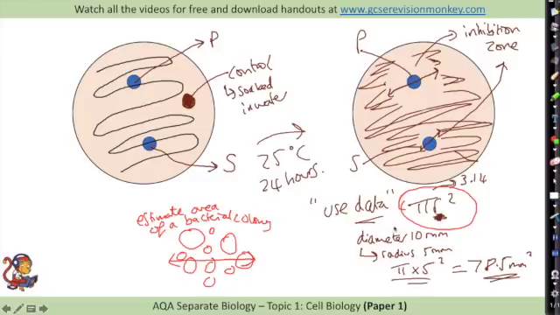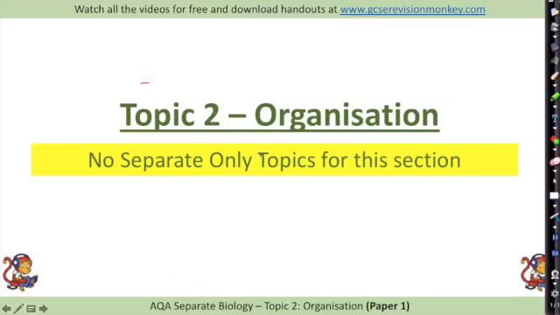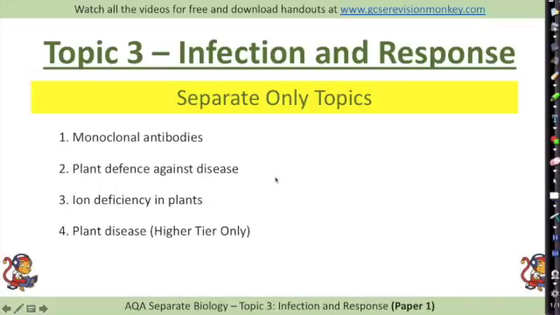So they may ask you to estimate the area of a bacterial colony, and if they do that, use pi r squared. For topic 2, which is organisation, there are actually no separate only topics for this section, so we'll move now on to section 3. And for topic 3, which is called infection and response, the separate only topics are monoclonal antibodies, plant defences, deficiencies in plants, and for higher tier only, a little section about plant disease.